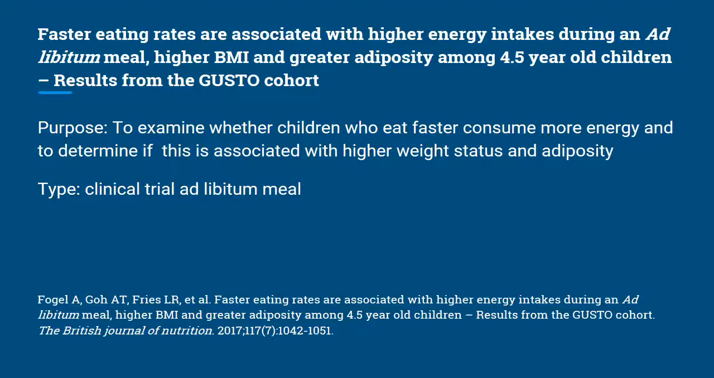The third article reviewed was by Fogel et al., titled Faster Eating Rates Are Associated with Higher Energy Intake During Ad Libitum Meal, Higher BMI, and Greater Adiposity Among 4.5-year-old Children. This was published in the British Journal of Nutrition, 2017. The purpose of this was to examine whether children who eat faster consume more energy, and this was to determine if this rate of eating is associated with higher weight status and adiposity in children. This was a clinical trial ad libitum meal study.